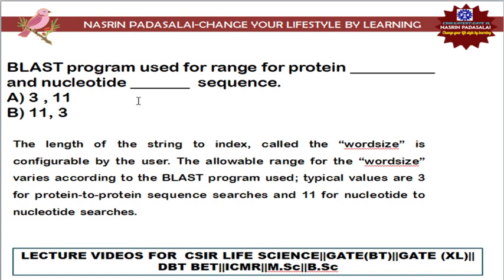Next thing, the BLAST program used for the range of protein. Okay, so the length of string to index is called word size. It is configurable by the user, which is also called the query sequence while attempting this BLAST program. The allowable range of word size varies according to the BLAST program that is used, and typically a value of 3 is used for protein to protein sequence searches, and a value of 11 is used for nucleotide to nucleotide searches. Okay, the word size for protein is 3 and the word size for nucleotide is 11.